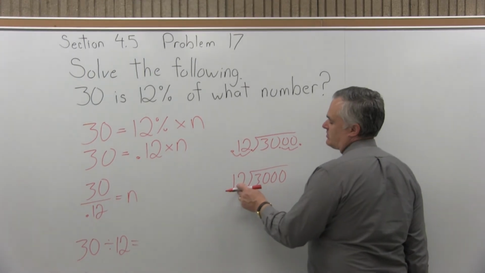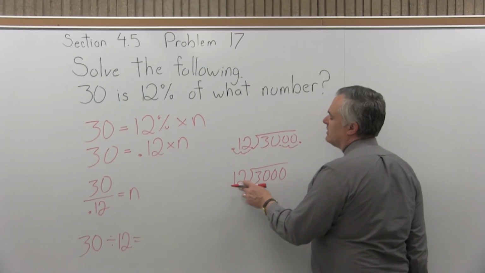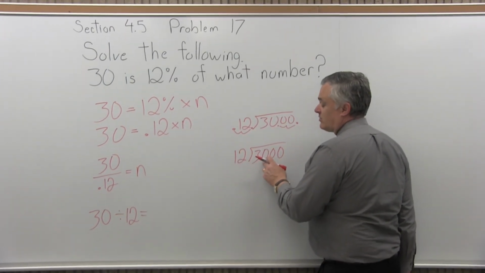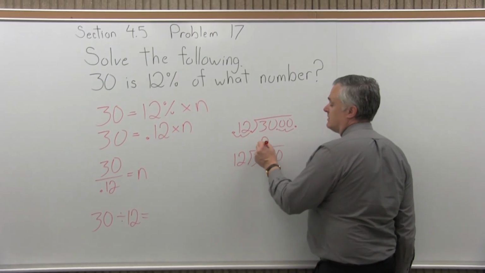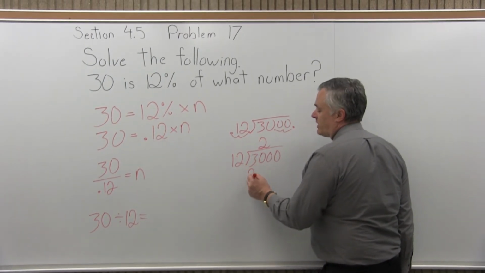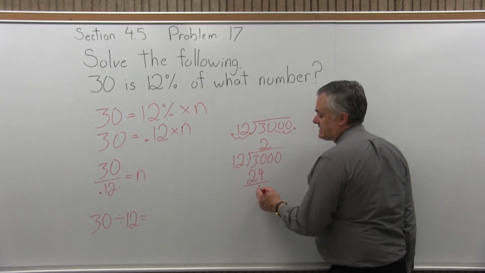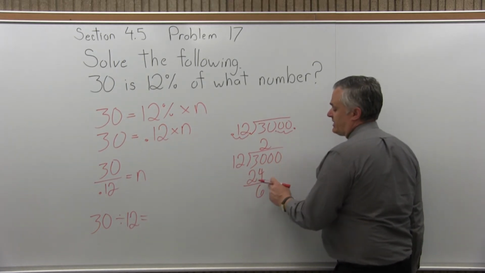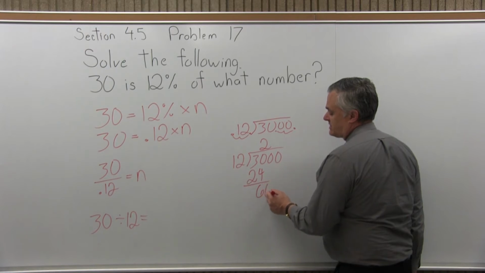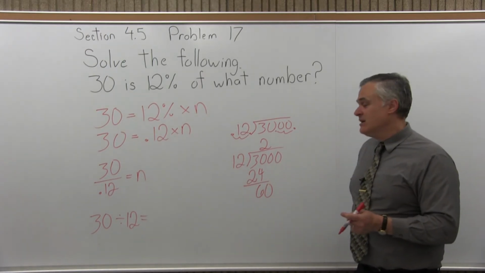So do the division. 12 divides into 3, it won't fit into 3. 12 divides into 30, it will go in twice. 2 times 12 is 24. 30 minus 24 is 6. Bring down the next digit. The 0 goes next to the 6, making it a 60.